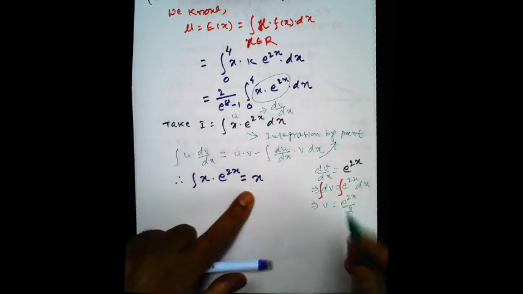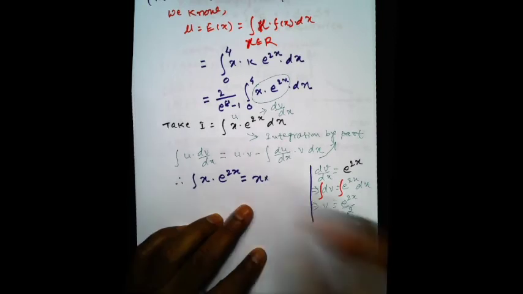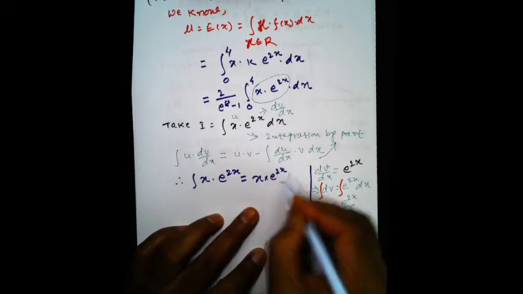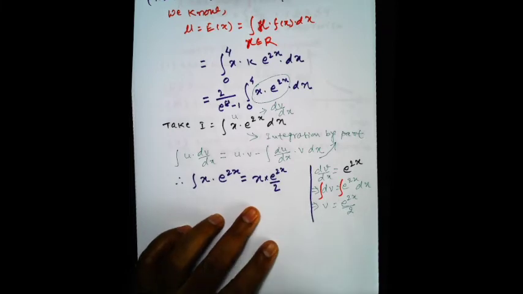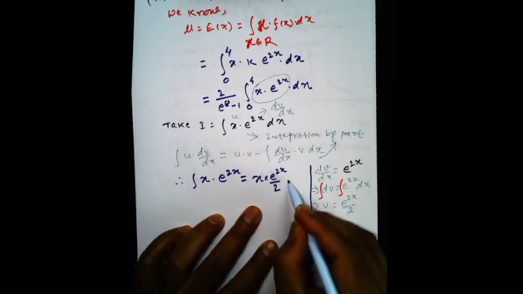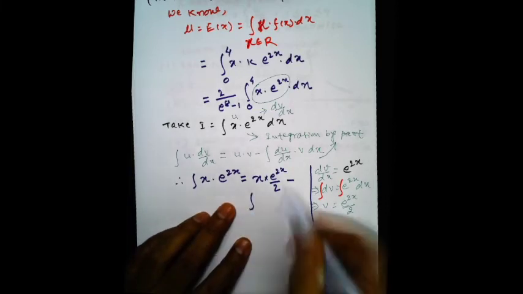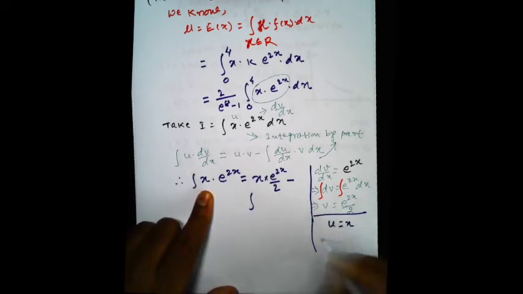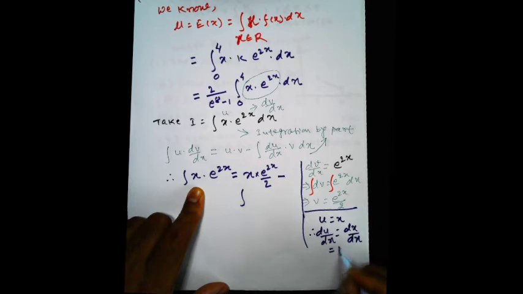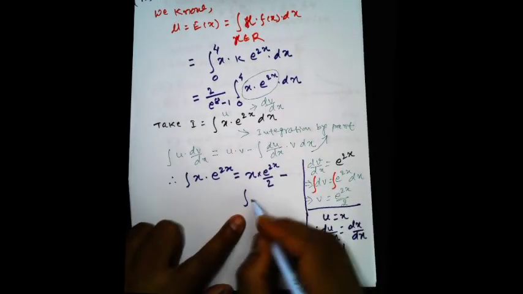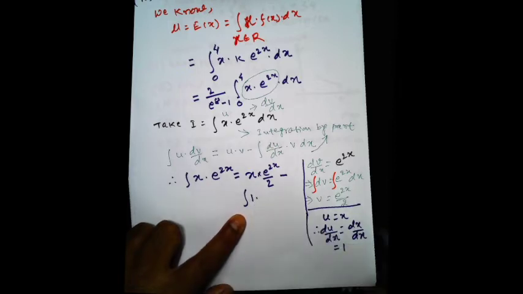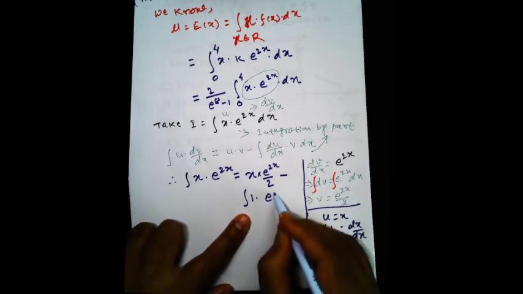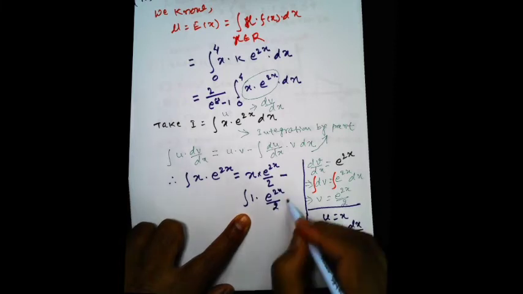So v is this, and in place of v you can write e to the power 2x over 2, and then we have the term minus, and then the integration of du by dx. Here in place of u we have x, therefore du by dx is equal to dx by dx, and that is equal to 1. So in place of du by dx you can write 1 times, and in place of v we have again e to the power 2x by 2 dx.